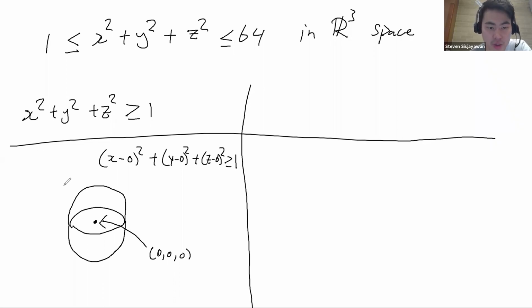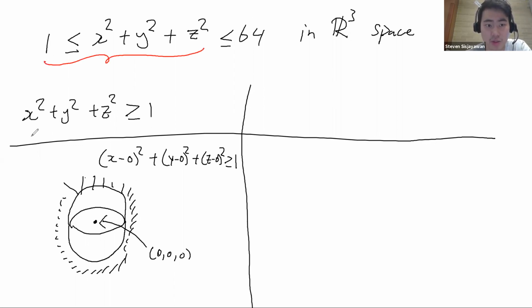So that's going to encapsulate everything outside of this sphere. So this inequality is actually everything outside of the sphere, right? Now let's look at the other part of the inequality. So that's the left-hand side. So that's this part of the inequality.